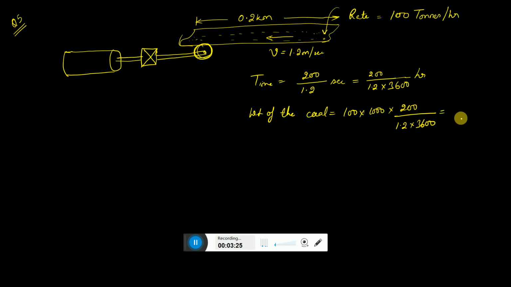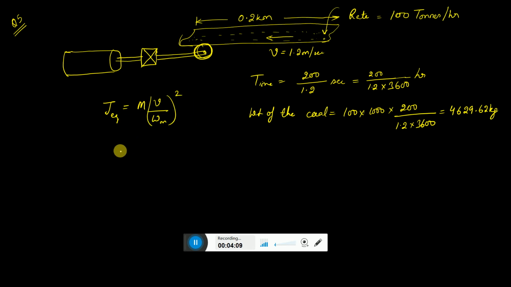We can calculate this value, and it will come around 4629.62 kg. So you get the mass of the coal that is on the belt. A linear motion of the weight is being given, where the weight is 4629.62 kg. One can convert that into equivalent inertia, by equating the kinetic energy on both sides. We know that J equivalent is equal to mass into the square of velocity by omega m.